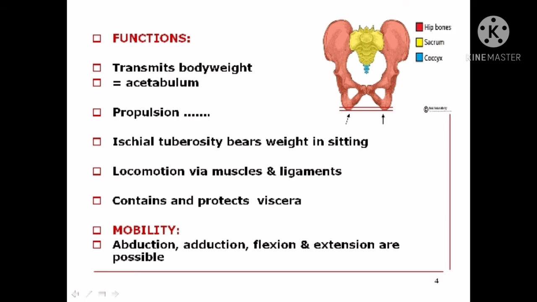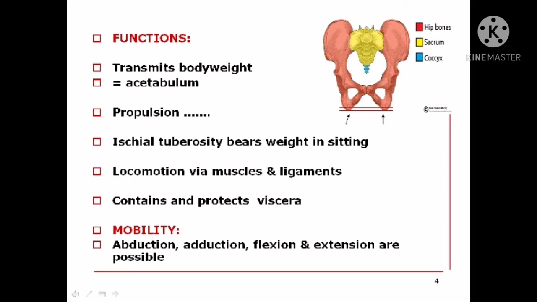The ischial tuberosity bears weight in sitting condition, as is shown in this diagram by means of arrows. These ischial tuberosities are covered by the fat pads and the bursa in order to avoid friction of the skin against the surface and the ischial bone. The locomotion of the human being is possible by means of muscles and the ligaments. The pelvic girdle contains and protects the viscera.